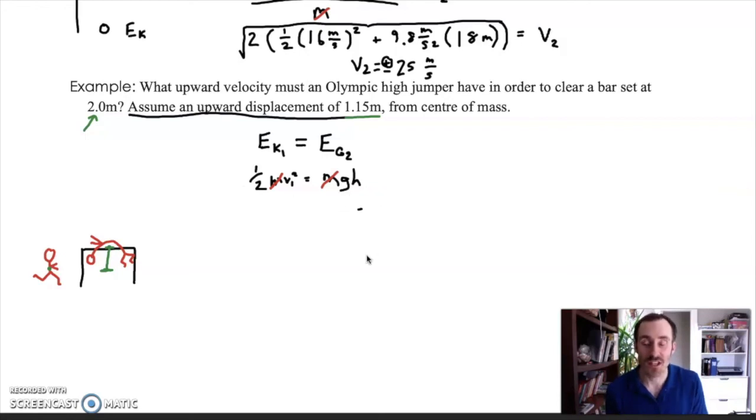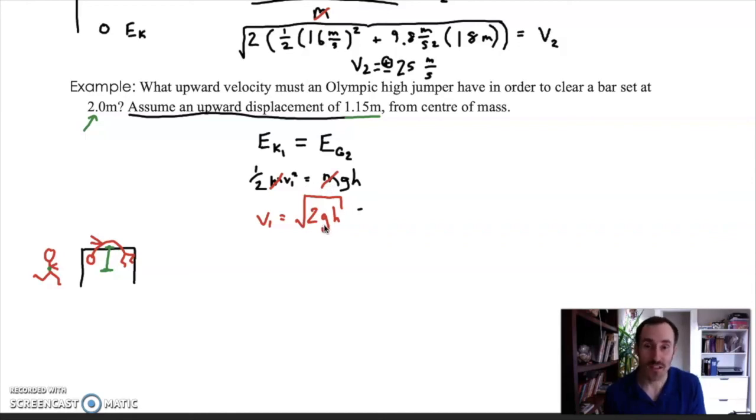And what we're trying to figure out is what's the upward velocity got to be at the beginning. So we're going to divide by a half, or multiply by 2, and square root the other side as well. So v1 is equal to the square root of 2gh. Okay, check my algebra if you're not sure. We had to divide by a half, which is the same thing as multiplying by 2, and square root. So this is where we end up.